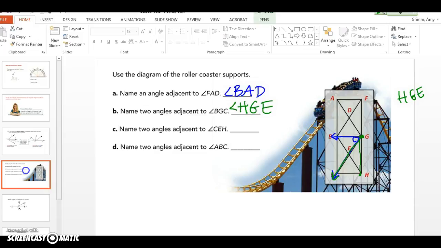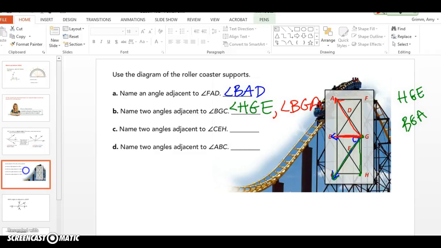BGA? All right, so BGA. B, and then G, and then A. Do you guys agree? Does it share? Yeah. Shares this one, right? So that would also work.